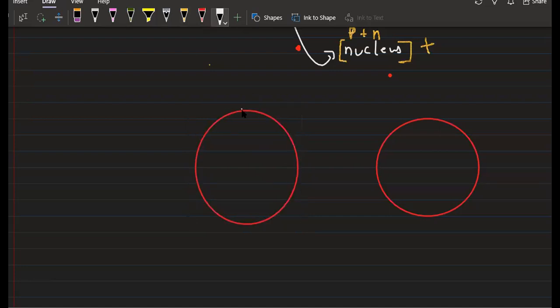Okay, this is your atom A, and this is your atom B. Now suppose this atom has 10 electrons and 10 protons, and this atom has 8 electrons and 8 protons. Then 8 neutrons and 10 neutrons.